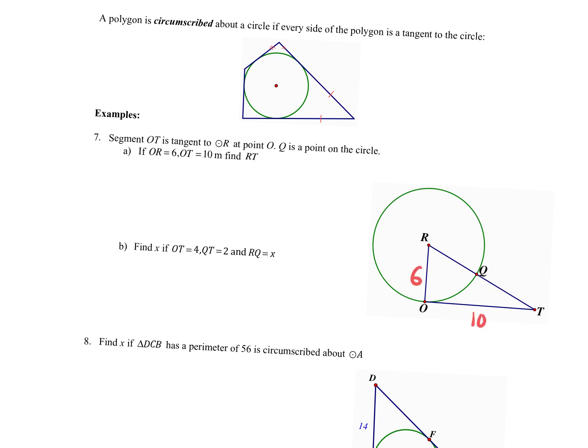We're supposed to find RT. Well, I know this is a right triangle because it's tangent, and I guess that's all I need to know, right? I was going to say, well, we also know this is 6. That actually isn't very helpful right now. I'm supposed to find RT, so I just have to do the Pythagorean theorem. That's the square root of 136, whatever that is. My square root symbol doesn't look that great.